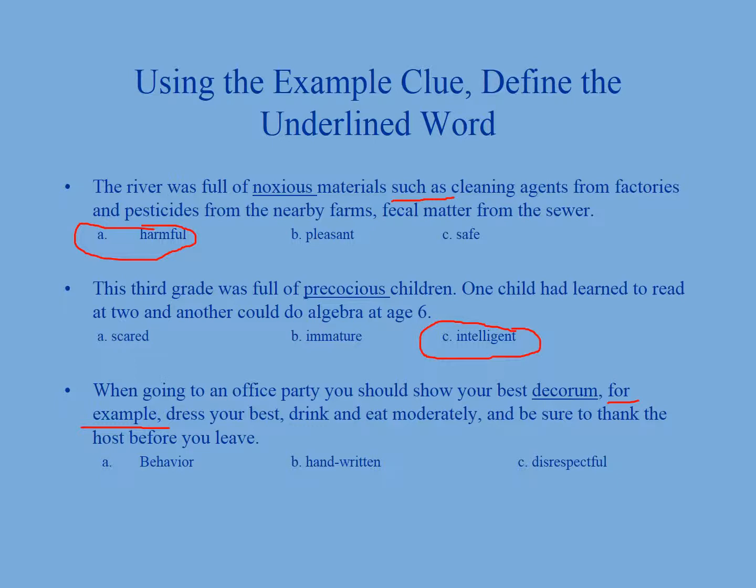The author gave you examples of decorum. And so what is the definition of decorum? You indicated behavior. You are correct.